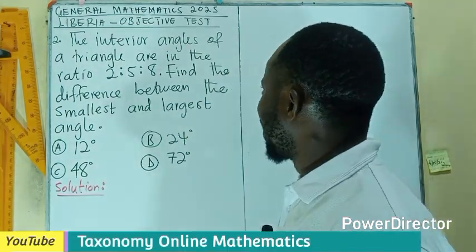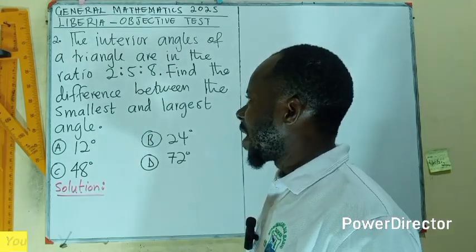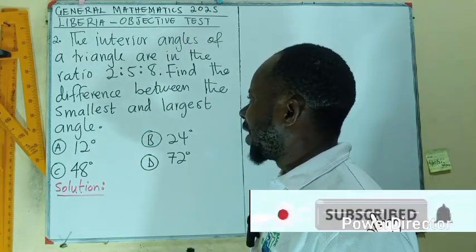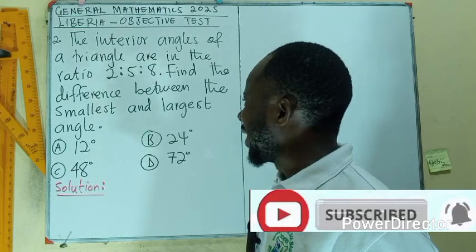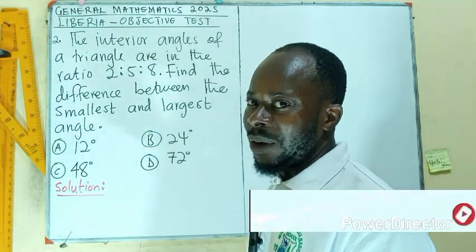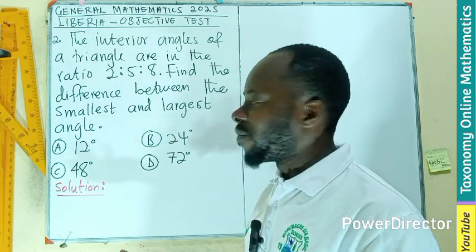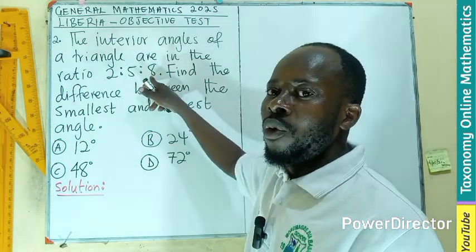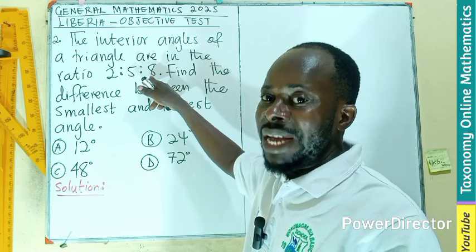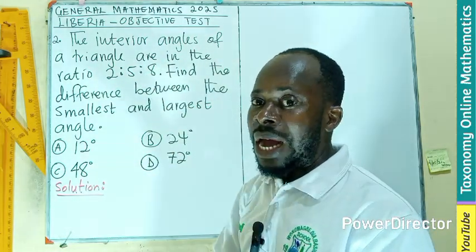The interior angles of a triangle are in the ratio 2:5:8. Find the difference between the largest and the smallest angle. Remember, a ratio is about proportional division. So the highest ratio will give you the highest angle, or the biggest angle, and the smallest one will give you what? The smaller angle.